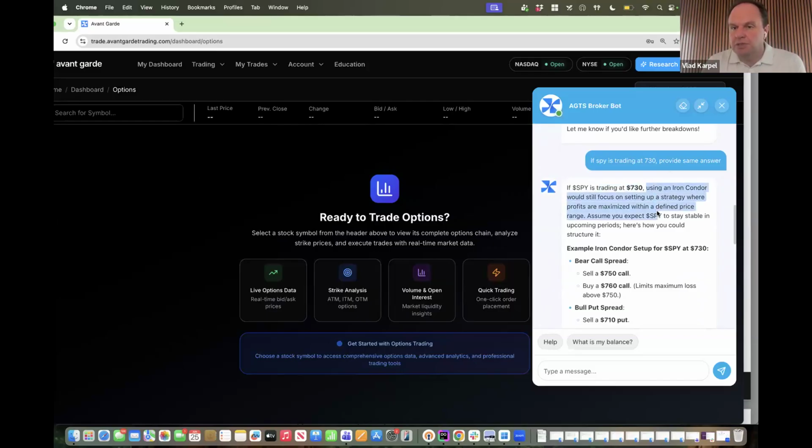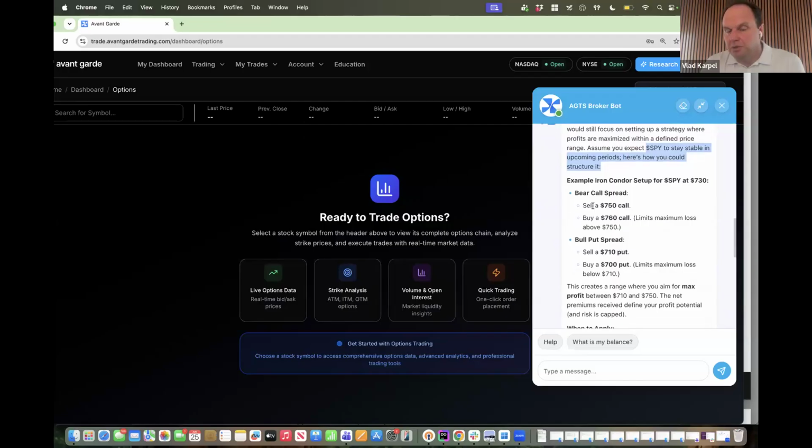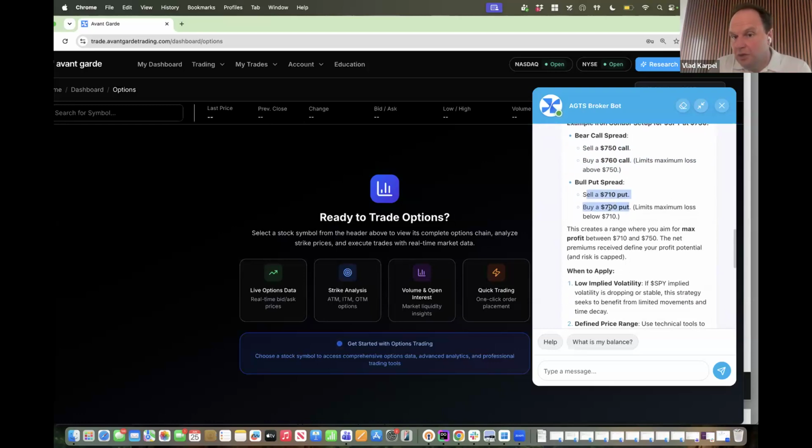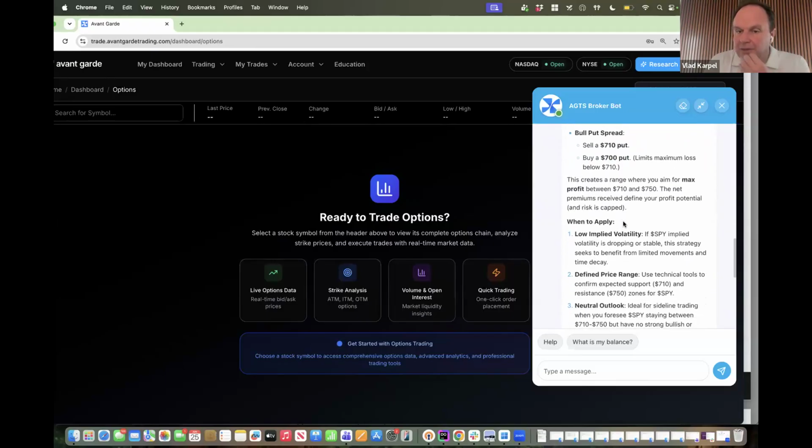So using an iron condor, we still focus on setting up a strategy where profits are maximized within a defined price range. Assuming you expect SPY to stay stable in upcoming periods, here's how you could structure it. I just did this independent of the presentation. It said sell the 750, 760 call spread, because we're trading at 730, not 750, and sell the 710, 700 put spread. I would look at the prices, and if the risk versus reward is justified, and you don't think you're going to break below 700 or above 760, then that would be totally valid.